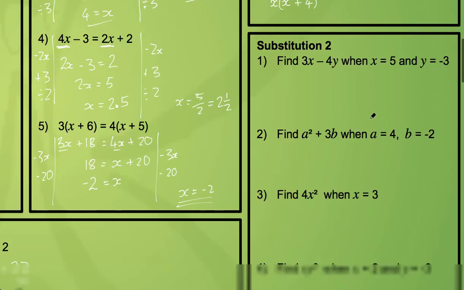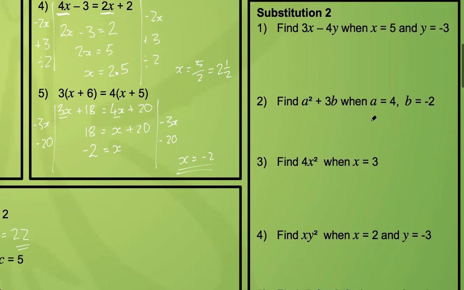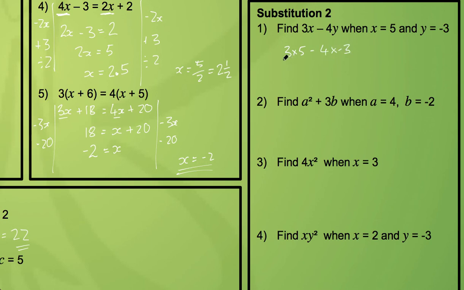And finally, substitution with some more difficult numbers and some powers. Find 3x minus 4y when x is 5 and y is minus 3. So I've got 3 times 5 minus 4 times minus 3. Do the multiplications first. That is 15 minus minus 12, which is the same as 15 plus 12. Minusing a minus is a plus, so that leaves us with 27.